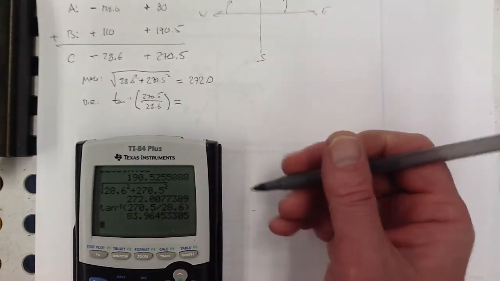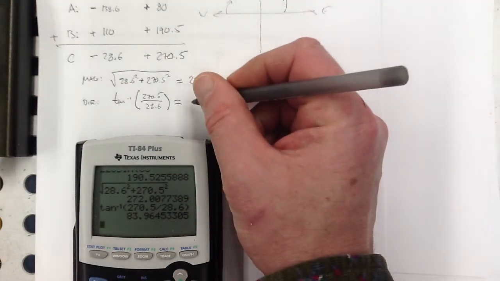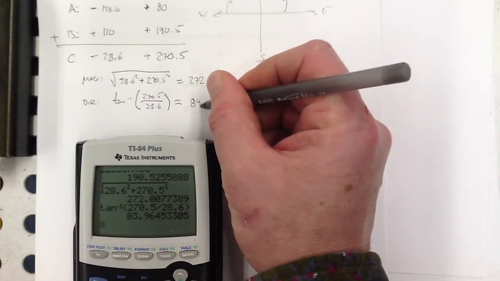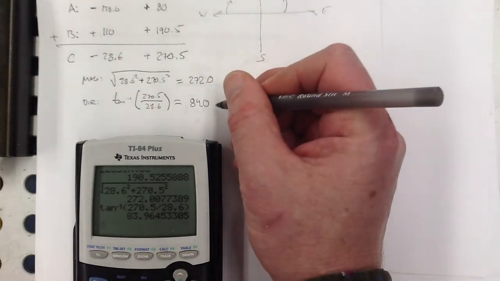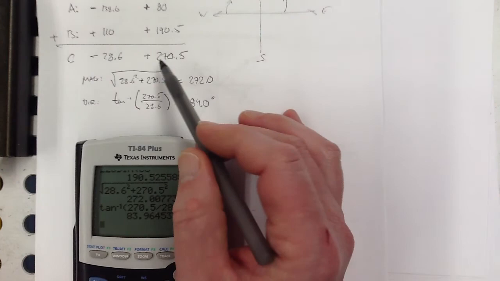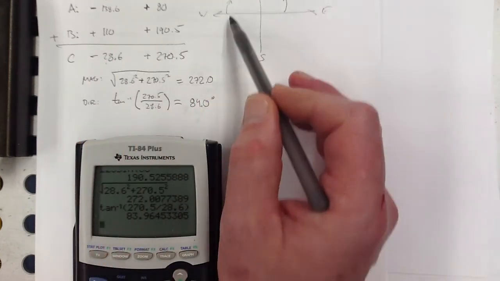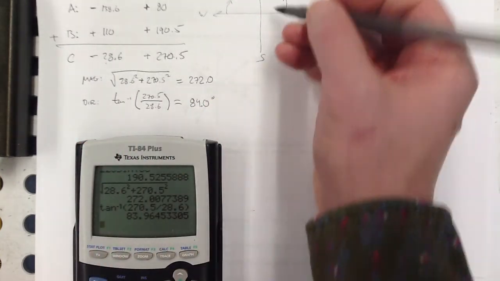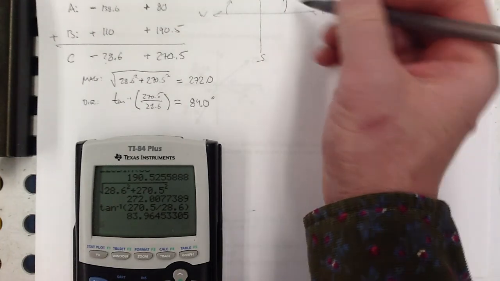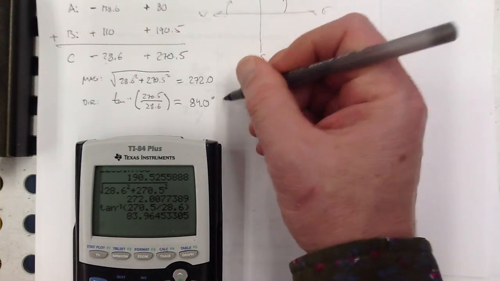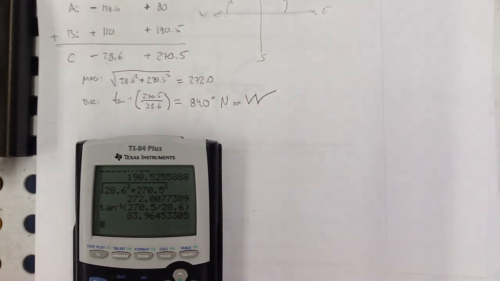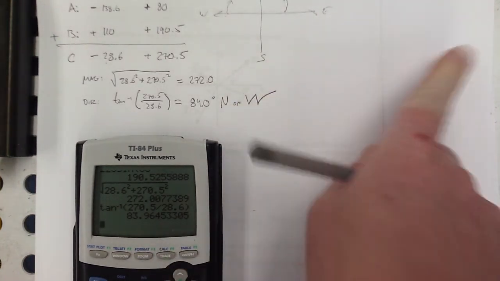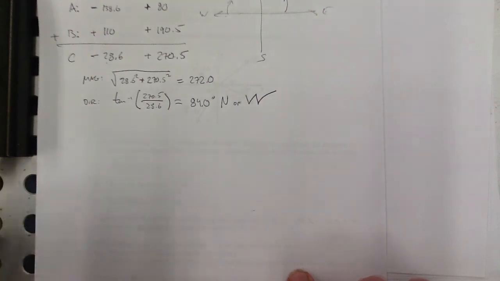That's about 84 degrees. 84.0, rounded to the nearest tenth. And that is in the, let's see, I have negative, positive, negative, positive. So that is in the second quadrant. If we're doing north, south, east, west style, that means I am north of west. North of west. I don't know why I made that dramatic W there. I didn't really mean to do that.